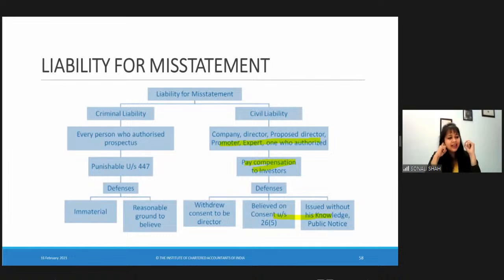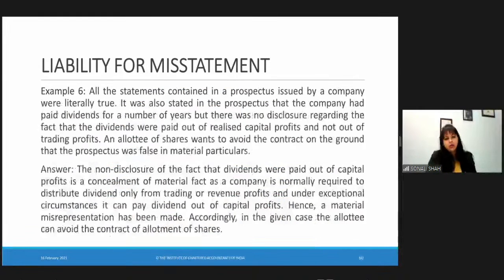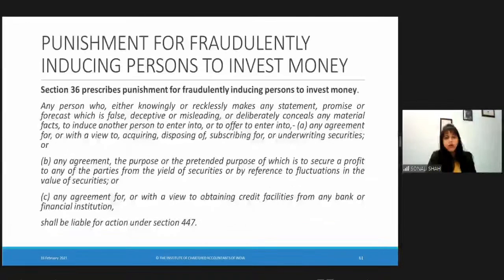So these are things that cannot be explained to you, or there is no fixed blanket or straight line formula that I can give you on how you will prove it. No, he is a director, because he is a director, he has liability. But if he can prove that the prospectus was issued without his knowledge, he can issue a public notice for the same, right? Are you clear, Surya? So I'm skipping the examples that you can do on your own.